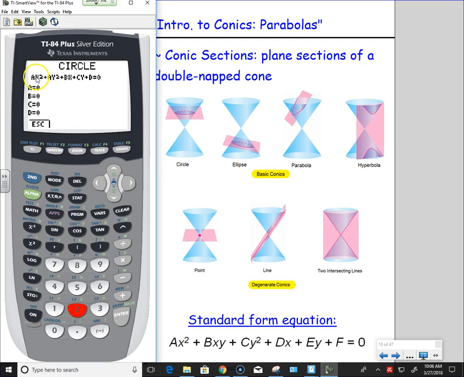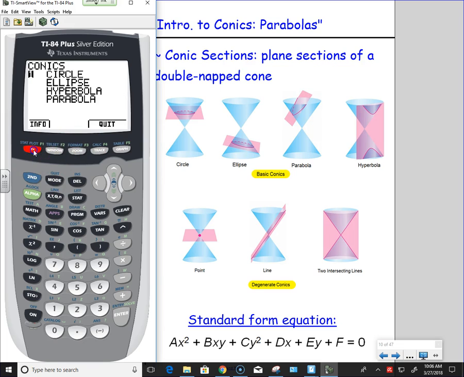Why would A and A have to be the same? Why couldn't I have like a 2 there and a 3 there? Anybody know? Because of the radius. Yeah, for a circle, the dilations on the x squared and the y squared need to be the same. Interesting. Okay, so that's kind of cool.